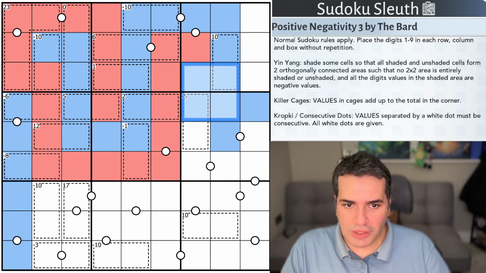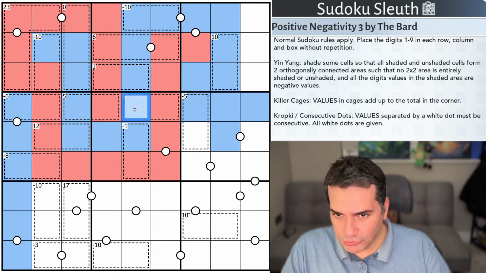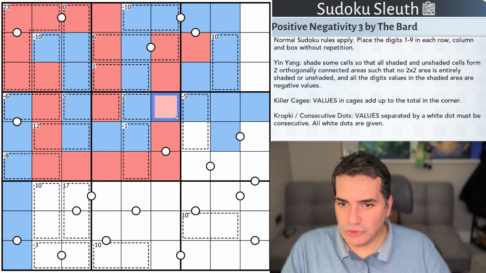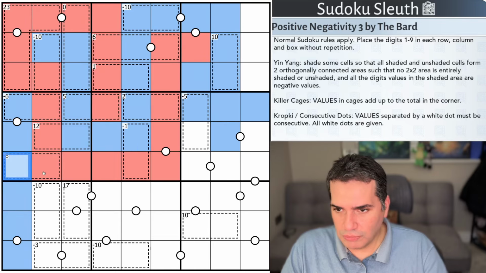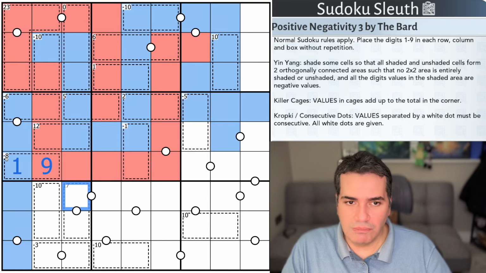Right. Second is now the concept of values and that whole positive and negative item. So killer cages, the values in the cages add up to the total in the corner. So it means that the positive value in blue, the negative value in red, so essentially blue minus red, is equal to 2. Blue minus red is equal to 5. Blue minus red is equal to negative 6. That's the idea here. So in this particular case with negative 8, for example, I could place plus 1, minus 9. That would give me minus 8.